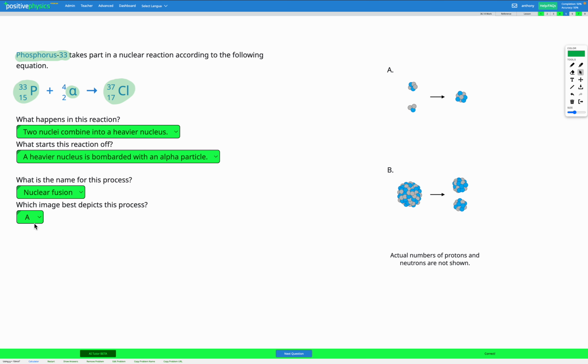The important thing to look at is the initial nucleus you have, and to see if that combines with something else to form a bigger nucleus, or if it splits up to form two smaller nuclei.